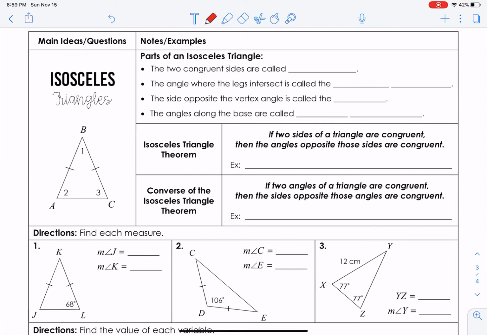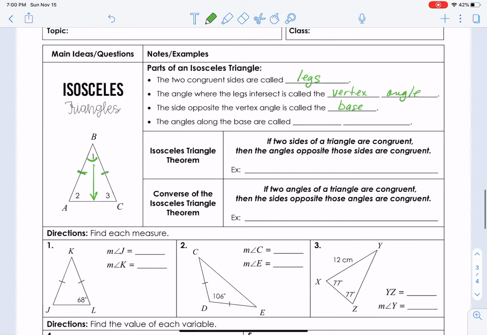So now we move back to isosceles triangles. And we start with the idea that the 2 congruent sides of an isosceles triangle, as shown in the diagram, are called legs. The angle where the legs intersect is called the vertex angle. The side opposite the vertex angle is called the base, and the angles along the base are called the base angles.